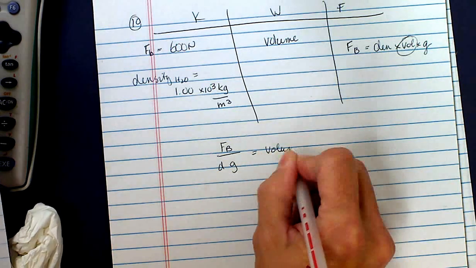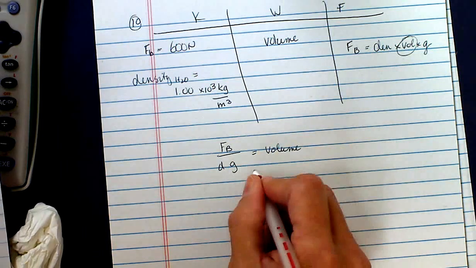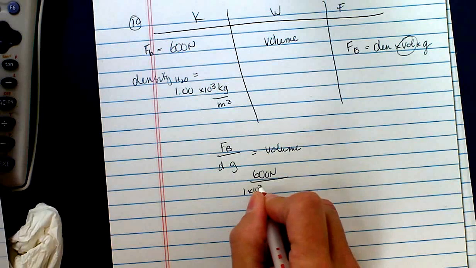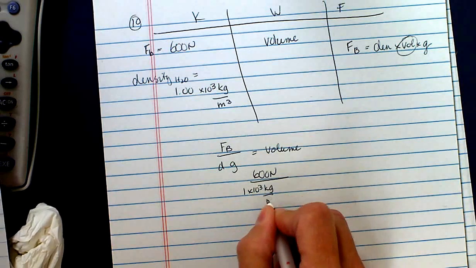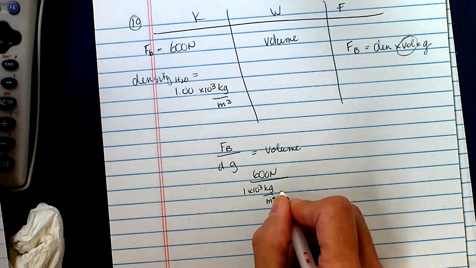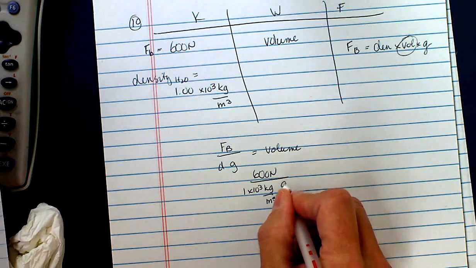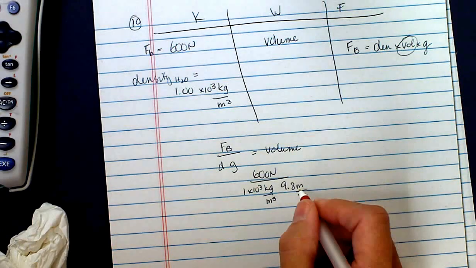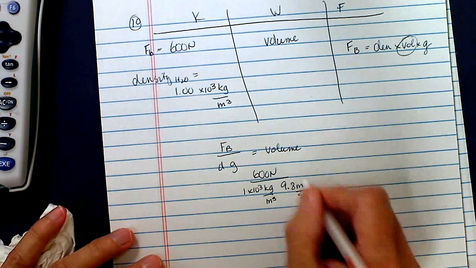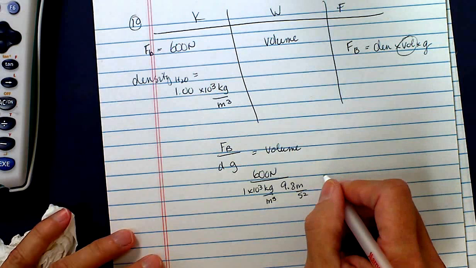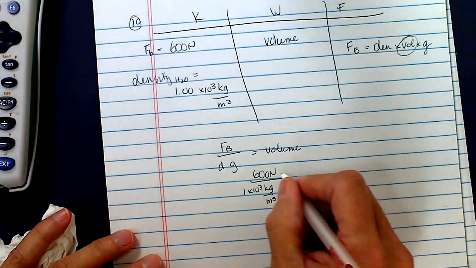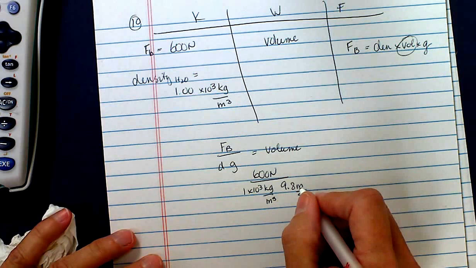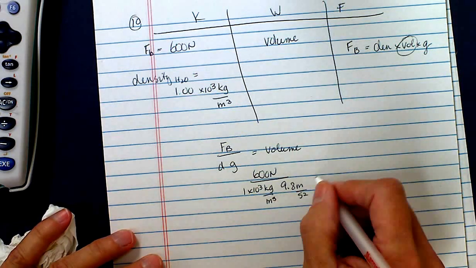Let's see if we're right. So we have 600 newtons. The density is 1 times 10 to the third kilogram per meter cubed. And gravity is 9.8 meters per second squared. I'm going to actually do the units in just a minute because I want to make sure they all work out. A newton is a kilogram meter per second squared, so that will cancel out. You're left with kilograms per second squared. You'll be fine. The units work perfectly.